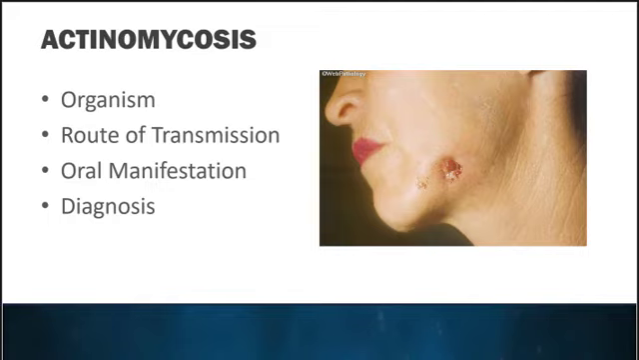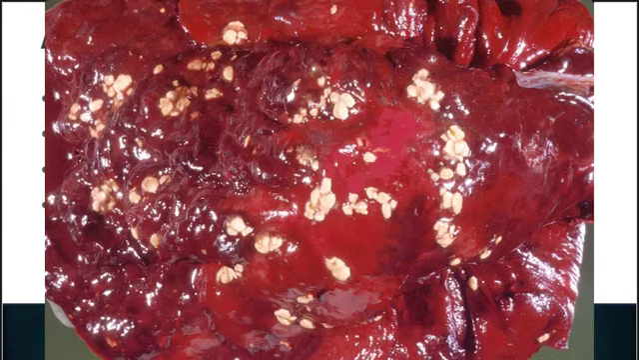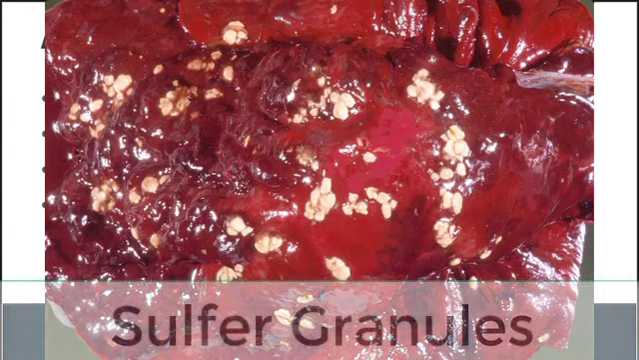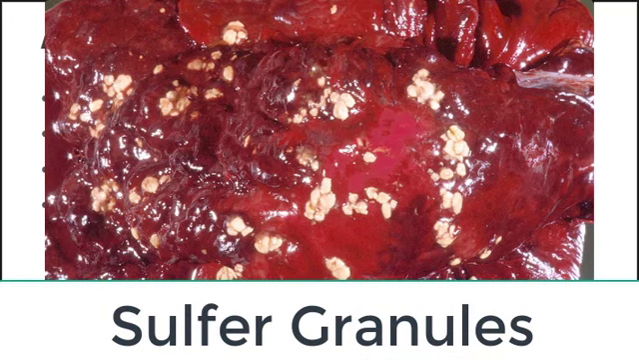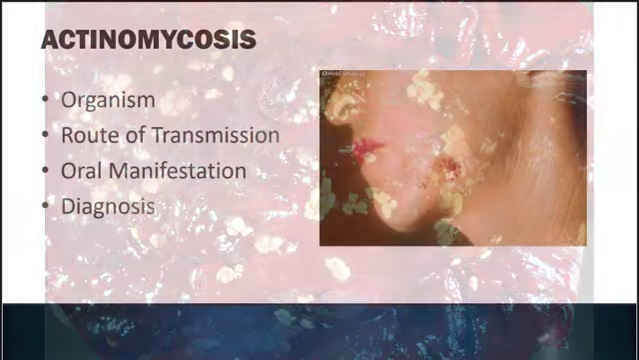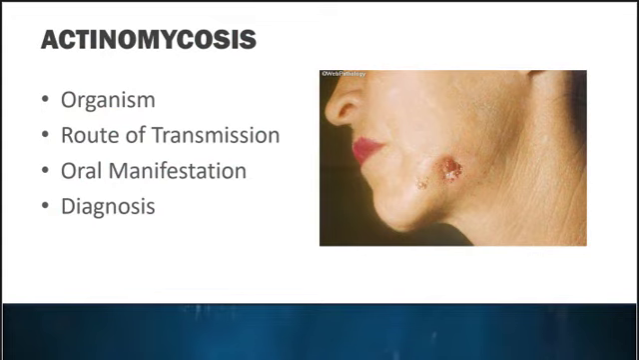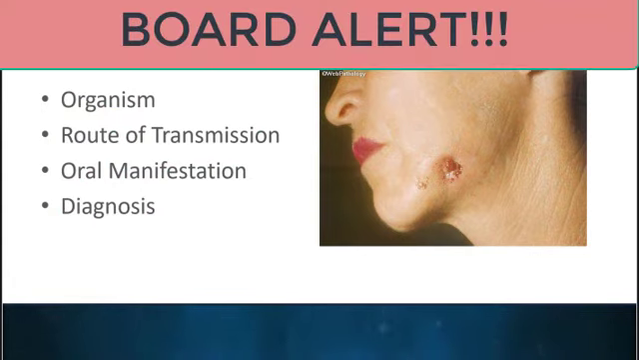They have a characteristic tiny bright yellow grain, which are called sulfur granules. The diagnosis of actinomycosis would be made by identification of the bacteria under the microscope, and then it would be treated appropriately with antibiotics. Now, here is your first board alert for this question.